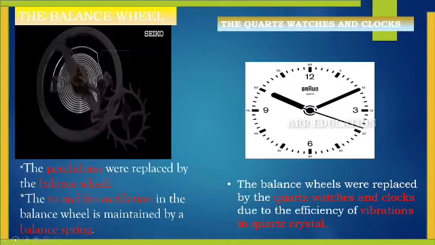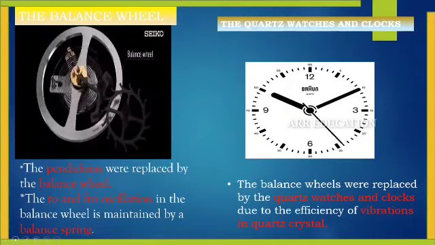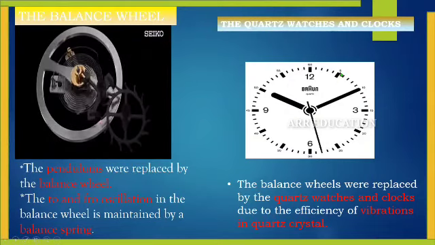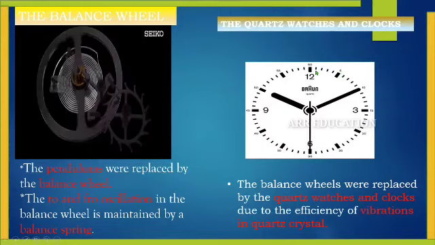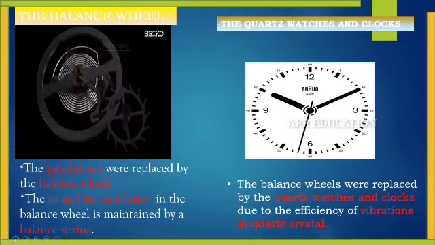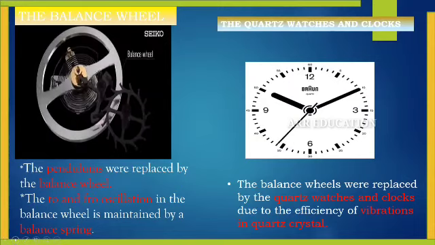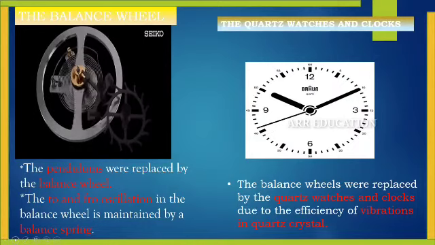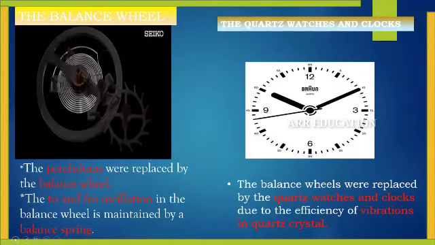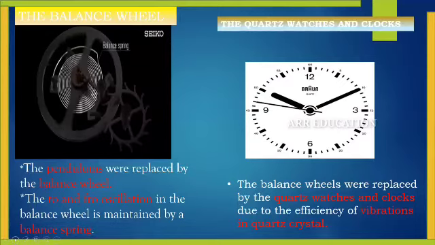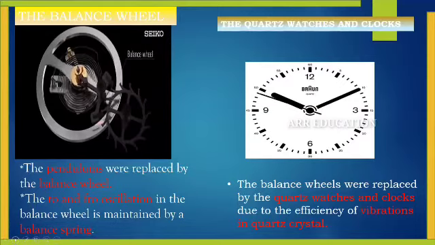And the quartz watches and clocks. The balance wheels were again replaced by the latest quartz watches and clocks due to the efficiency of the vibrations of the quartz crystal, as the name suggests. In pendulum clocks, the number of oscillations were used to measure time, while in quartz watches and clocks, the vibrations of the quartz crystals are being used to measure time.